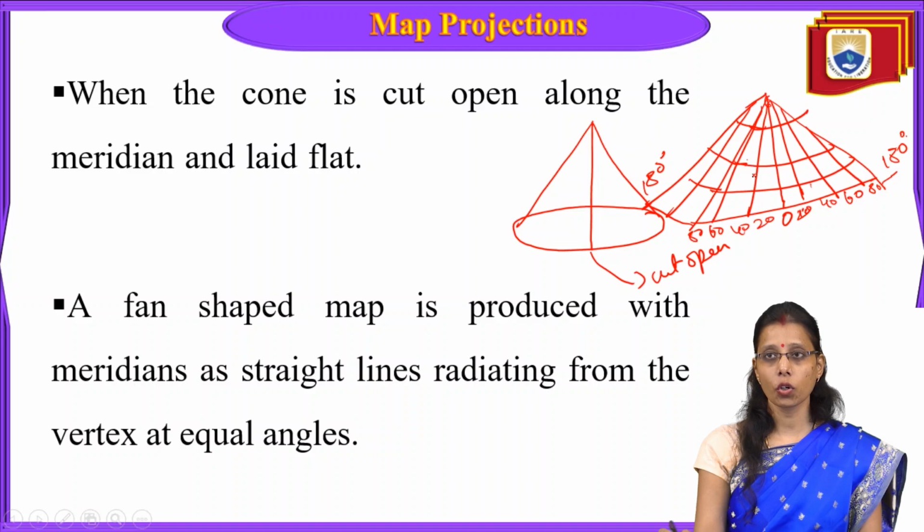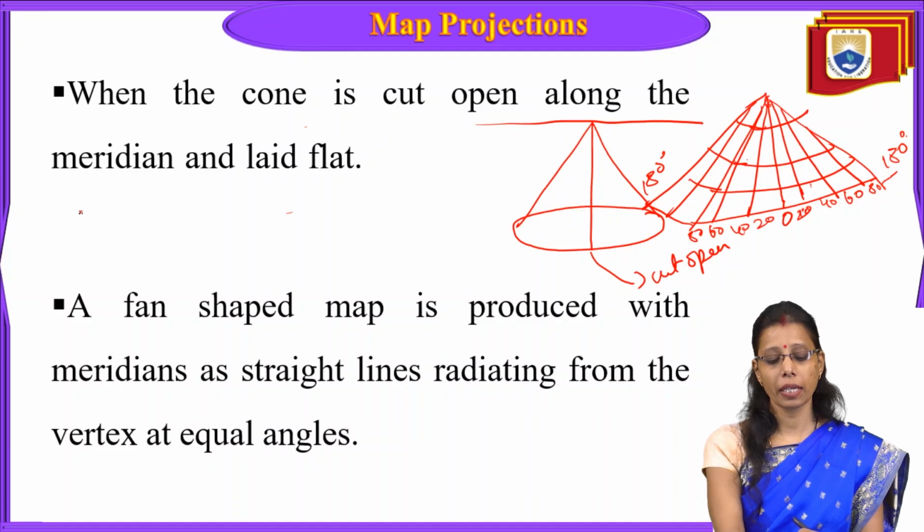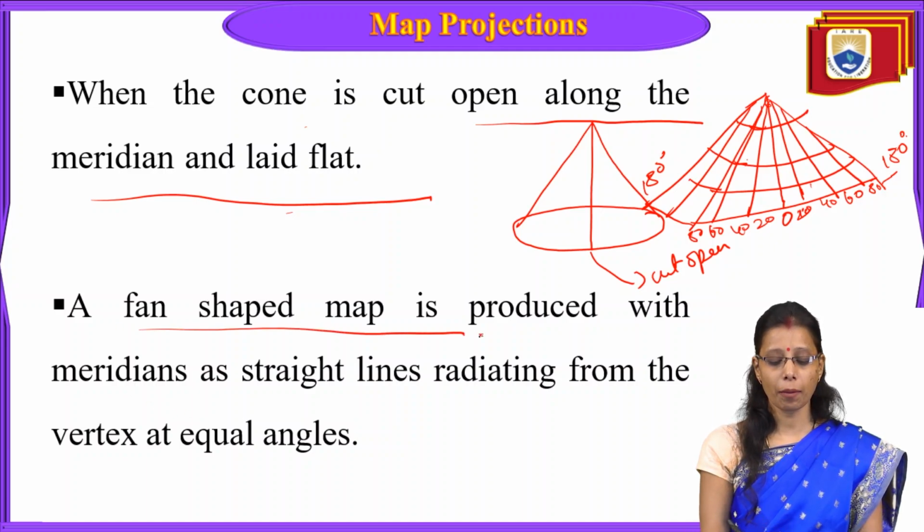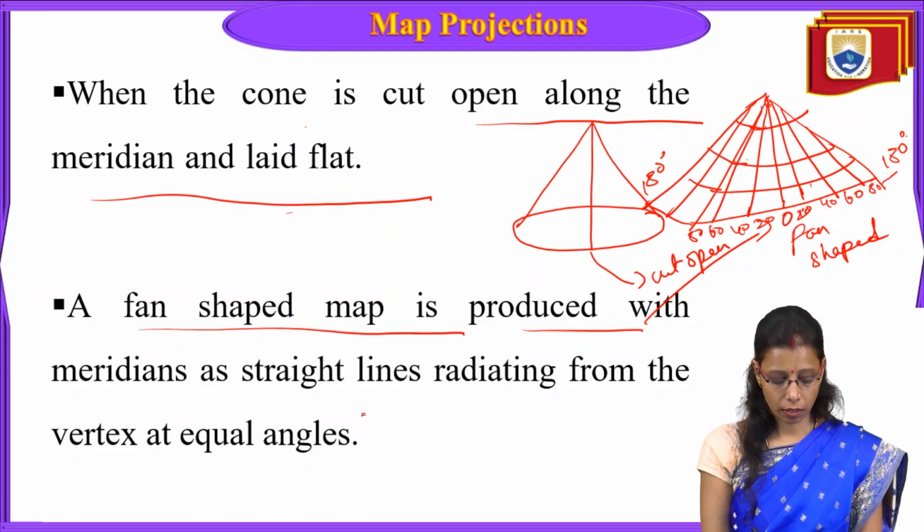So when the cone is kept on the globe and cut open along the meridian and laid flat, that kind of projection will be conical projection. Without changing the properties of the globe or the real world, it is transferred to a 2D map called conical projection. So a fan shaped map is produced with meridians as straight lines radiating from the vertex at equal angles.